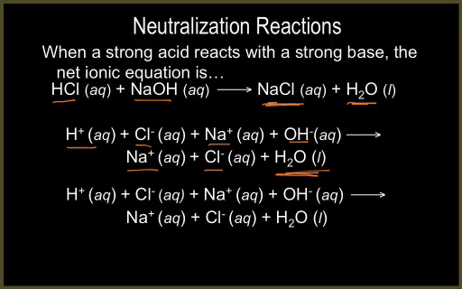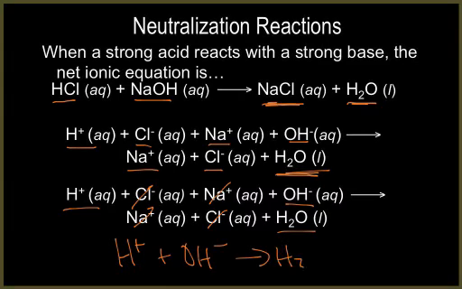So then if we look at our next step here, our Cl minuses are spectator ions, those cancel out, Na plus is a spectator ion, so we end up with H plus, OH minus gives us H2O. So my net ionic for this reaction would be H plus OH minus gives me H2O. And this will be the net ionic equation for all strong acid, strong base reactions. No matter what the strong acid is or the strong base is, this will always end up as the same net ionic.